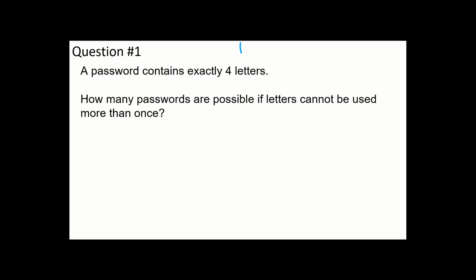Question 1. A password contains exactly 4 letters. How many passwords are possible if letters cannot be used more than once? So let's start by identifying R and N. R is going to be our number of letters. N is the total number of possibilities. So N is equal to 26, which is the number of letters in the alphabet.